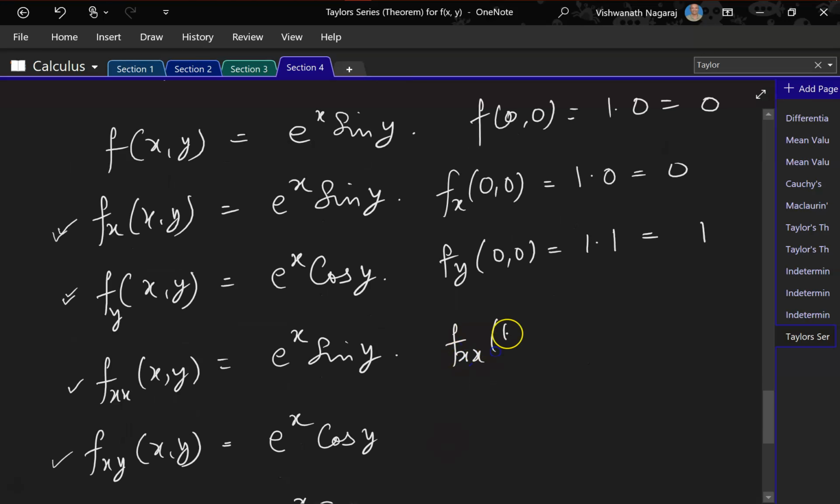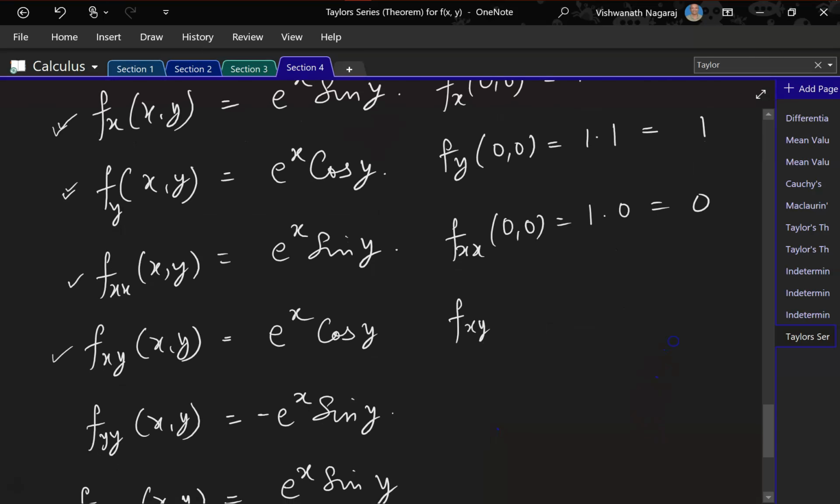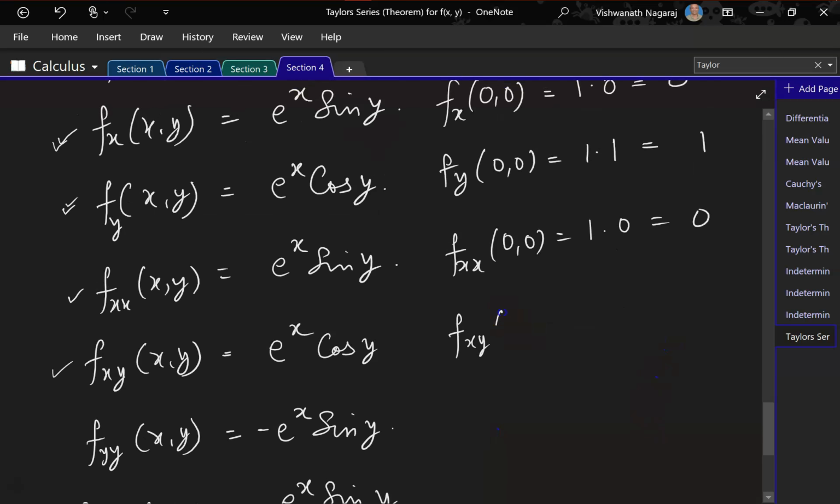f xx at 0 comma 0 is equal to e to the power of x is 1, e to the power of 0 is 1, sine 0 is 0. So this is 0. So you might have noticed by now that wherever it is sine, it is 0. Wherever it is cos, it is going to be 1. So f xy at 0 comma 0 is equal to, cos is there, so 1 times 1 equal to 1. f yy at 0 comma 0 is equal to minus 1 times 0, which is 0.